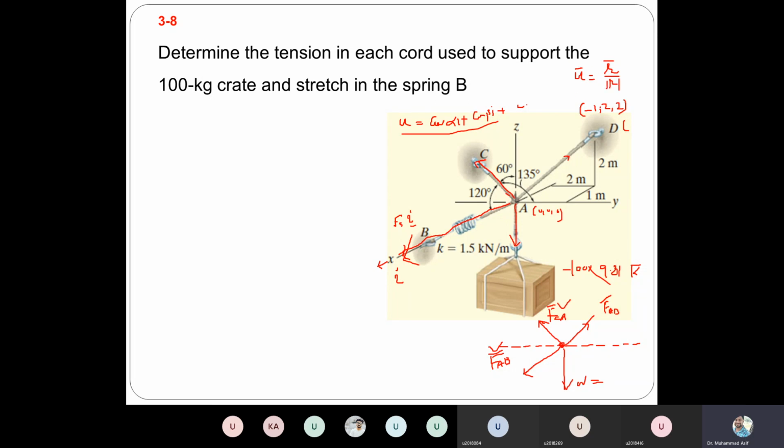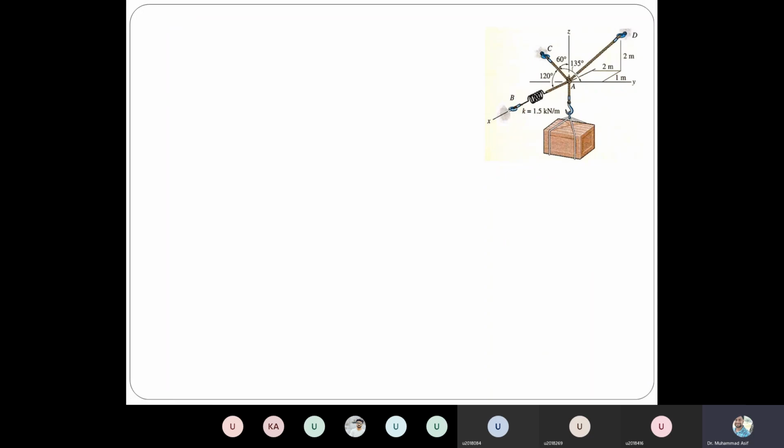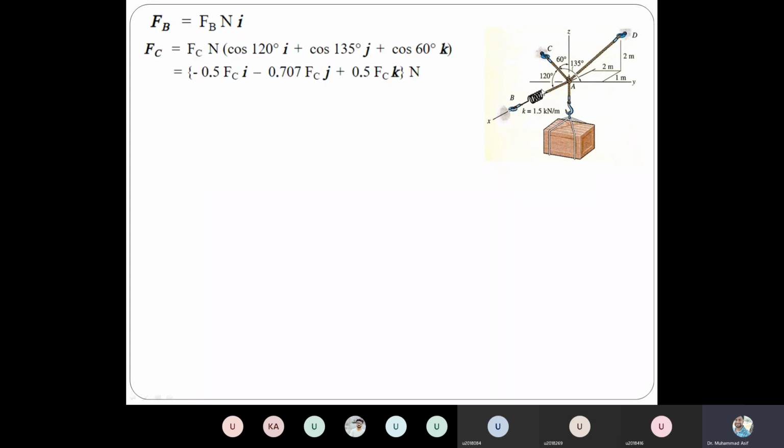So this is how you can convert each force into a vector force. Let's say these were the four forces. The first force was FAB, which was acting along the i direction, this much Newton of force. The second force was FC. We know the angles, so we know the unit vector, and if you multiply the unit vector with that force, it becomes a vector force.